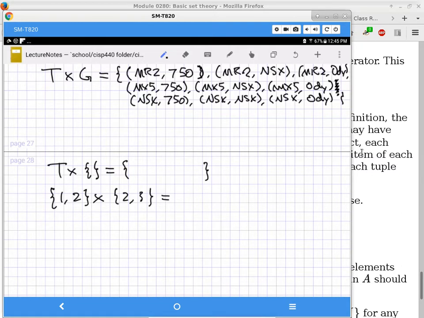So we'll systematically look at all of those elements here. We'll first consider all the two-tuples where we are using 1 from the set to the left. What can that pair up with? It can pair with 2, but it can also pair with 3.